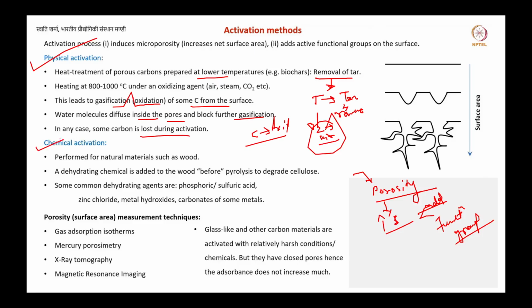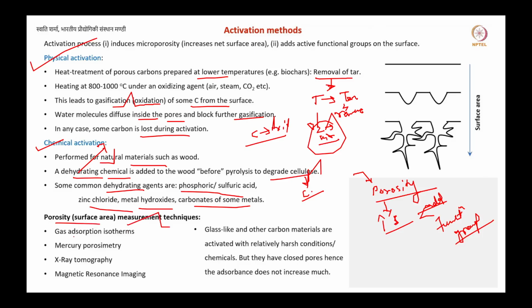In the case of chemical activation, what will happen? It is performed for natural materials such as wood. Usually a dehydrating chemical is added to the wood before pyrolysis. So here we add this dehydrating chemical and pyrolyze to degrade the cellulose. In the wood you will have cellulose, and that will get degraded. Some common dehydrating agents are phosphoric and sulfuric acid that we can add. Also zinc chloride and the hydroxides and carbonates of some metals.